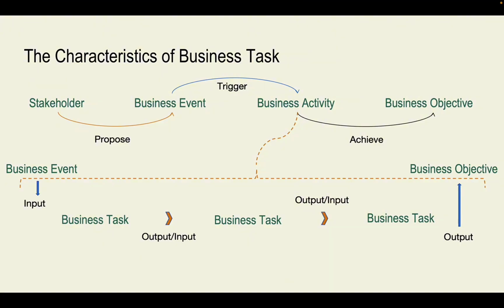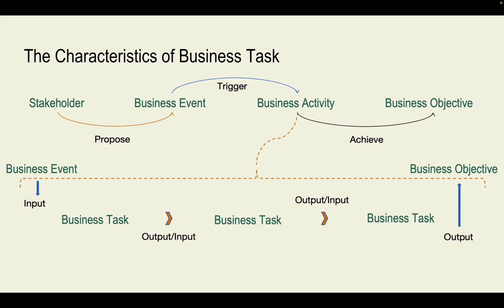A business activity is composed of multiple business tasks, with value being transferred from one task to another. You may recall that in the meta-model chapter, we discussed the creation and modification of entities, changes that take place within each business task.